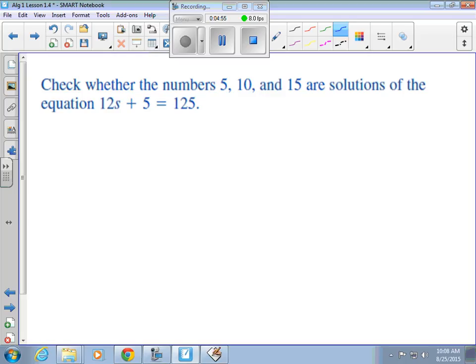Do the same thing with this. Try 5, 10, and 15 in this equation: 12x plus 5 equals 125. Take about a minute on this one.